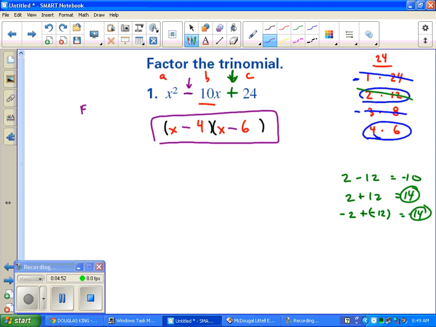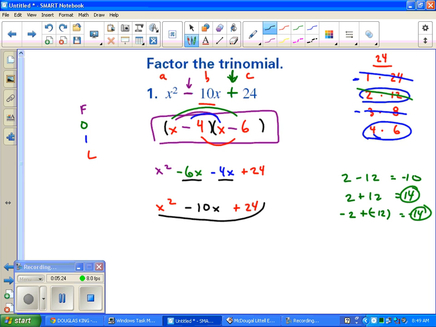Remember, FOIL means first, so x times x is x squared. O means outer, x times negative 6 is negative 6x. I means inner, negative 4 times x is negative 4x. And L means last. Negative 4 times negative 6 is a positive 24. So we have x squared, and it's plus 24. When we combine our like terms, negative 6x and negative 4x, we get negative 10x. Notice that trinomial is the same trinomial we started with, x squared minus 10x plus 24. So your factors are x minus 4 times x minus 6.